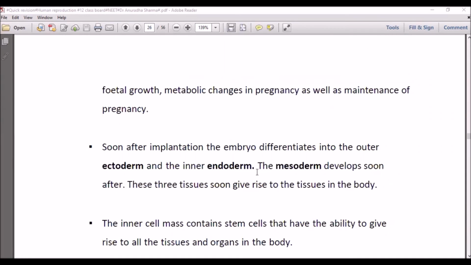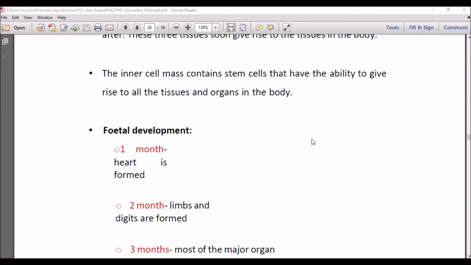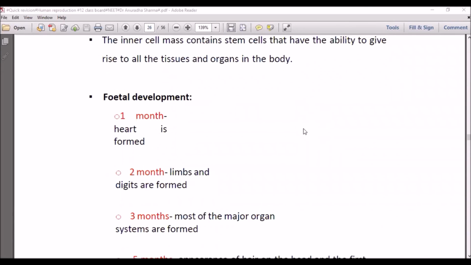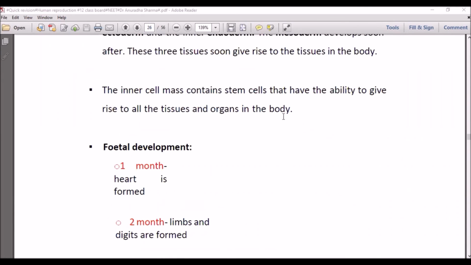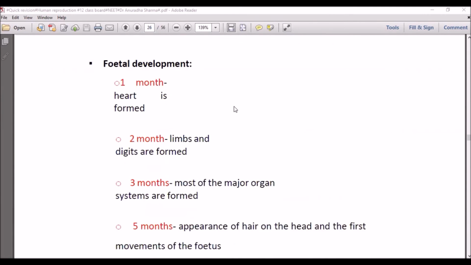Now after implantation, the inner cell mass, that is the embryo, differentiates into 3 layers, that is ectoderm, mesoderm and endoderm. These further differentiate to form different tissues. Now the inner cell mass, we know, contains stem cells which have the ability to give rise to tissues and organs.